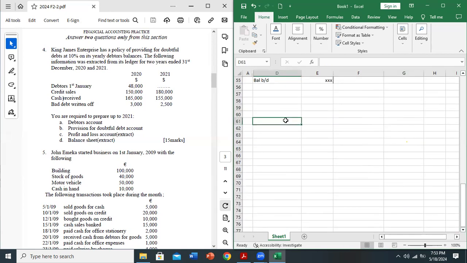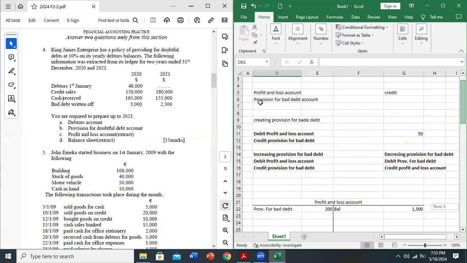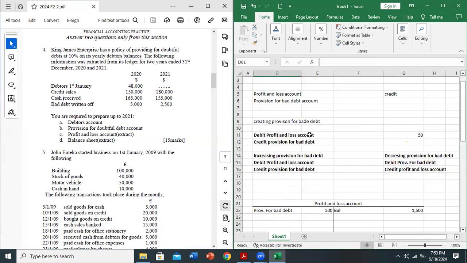Okay, I think today I've taught something small. So provision for bad debt, we saw the 3 entries. First, when you are creating it, you debit profit and loss, you credit provision for bad debt account. When you are increasing it, it's the same as when you are creating. But when you are decreasing it, you debit provision for bad debt and you credit profit and loss account.